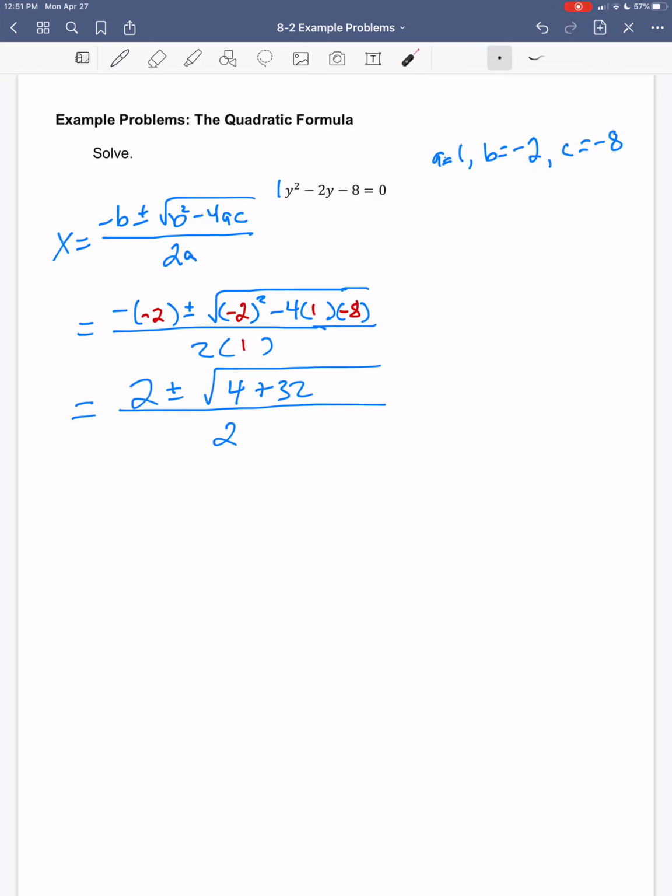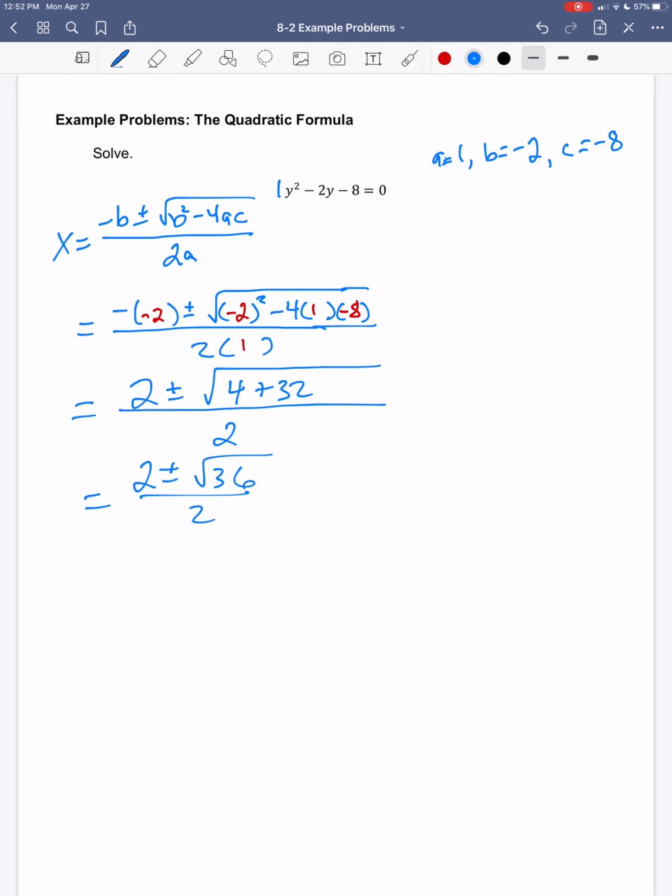The other way to think about it is to forget about this minus at first. Just say 4 times 1 is positive 4. Positive 4 times negative 8 is negative 32, but then you get minus a negative. Minus a negative 32 turns into plus 32. So we get the same answer either way. However you think about it best is how you're going to want to do it. So 2 plus or minus the square root of 36 all over 2.